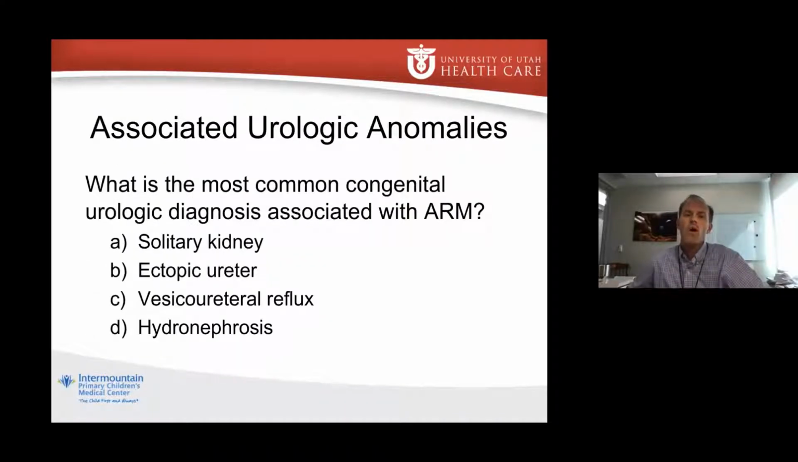So here's the last poll question. What is the most common congenital urologic diagnosis associated with anorectal malformations? Either a solitary kidney, ectopic ureter, vesicoureteral reflux, or hydronephrosis.